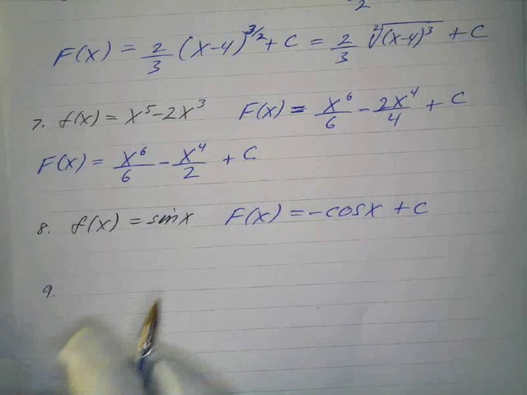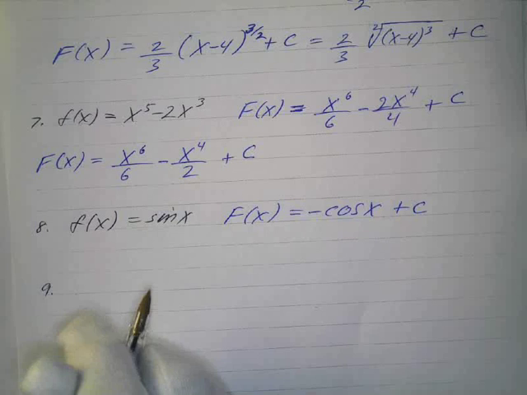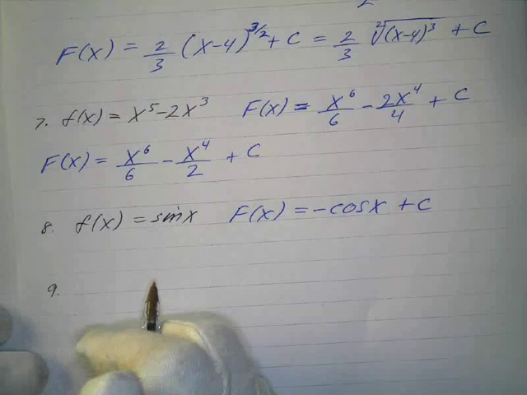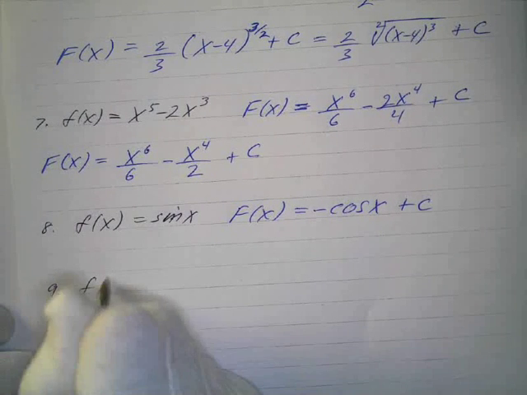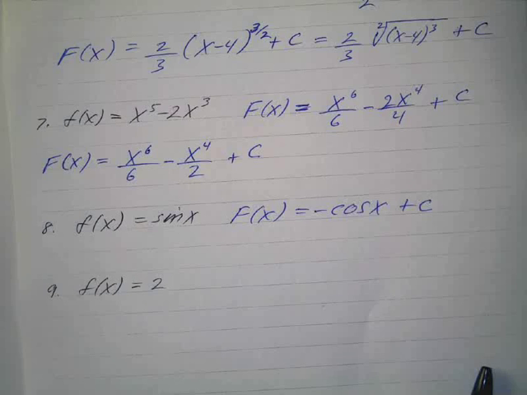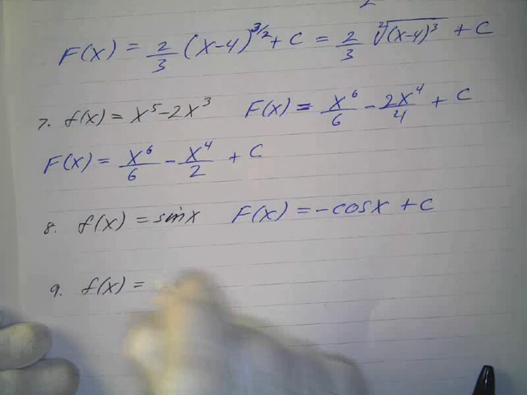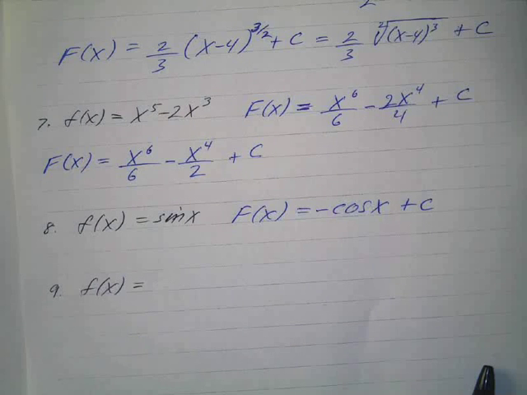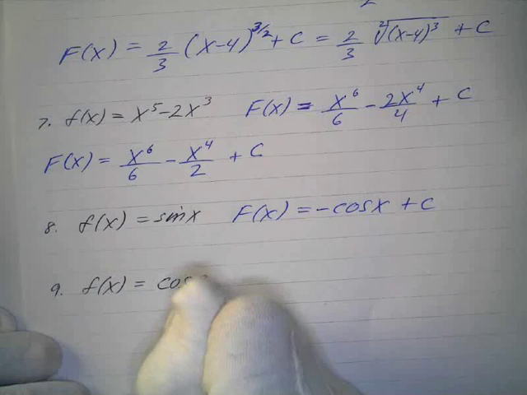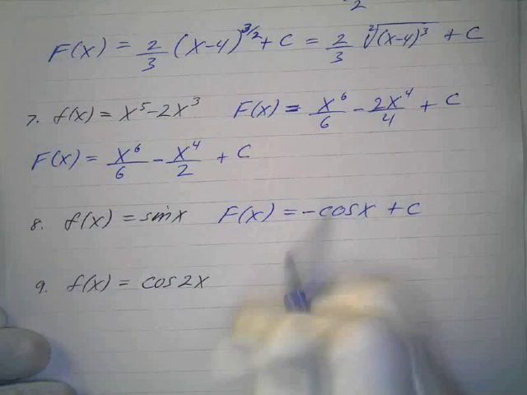Number 9. F of x equals the cosine. Oops, sorry. Now this is a little different, because now we've got a little chain rule action going on here. So this is a little more challenging. The cosine of 2x. So you have to kind of work backwards.